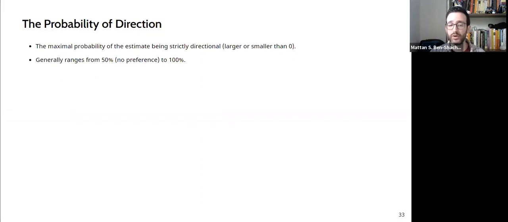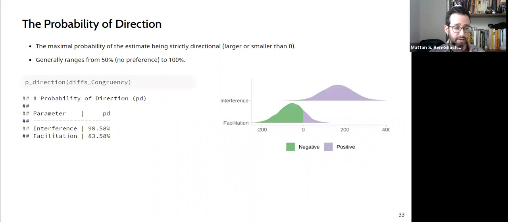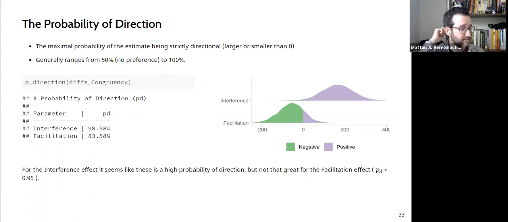We can get the probability of direction with the p-direction function, again, from Bayes tester. And we can see that for the interference effect, there's a probability of direction of 98%. And for the facilitation effect, there is a probability of direction of 83%, right? So if we're looking at the posterior of the interference effect, we can see that only a very small amount of it lies right on the other side of the zero. Whereas for the facilitation effect, we can see that indeed most of it is negative, but there still is quite a big chunk here that is positive. Okay, so it's less strictly directional than the interference effect.